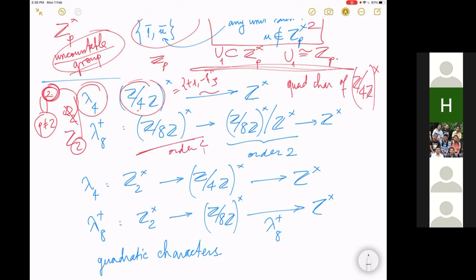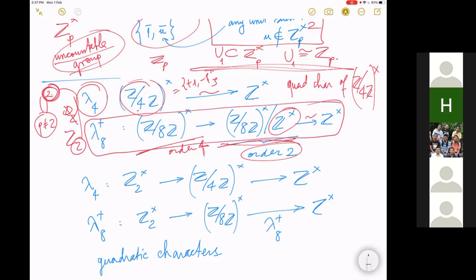Inside this, you have a subgroup of order 2. So the whole thing is of order 2. And any two groups of order 2 are canonically isomorphic, right? There's no need to choose an isomorphism. There's only one isomorphism between any two groups of order 2. And so that, in sum, I get a quadratic character lambda 8 plus of Z mod 8Z star.